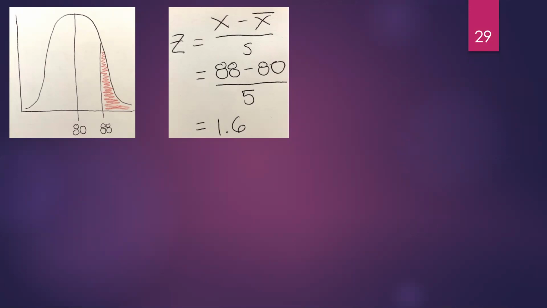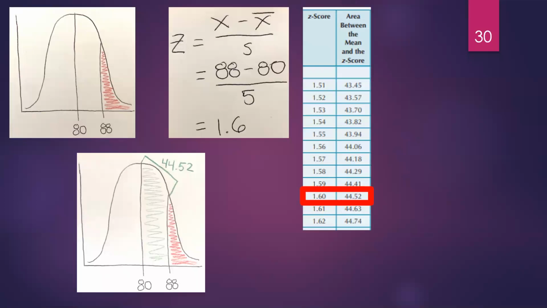Now we need to look at that table in the back of the book, or a copy of that is posted into the module this week as well. And we find the spot that has our z-score of 1.6. Then we see the area under the curve that's associated with a z-score of 1.6 is 44.52.